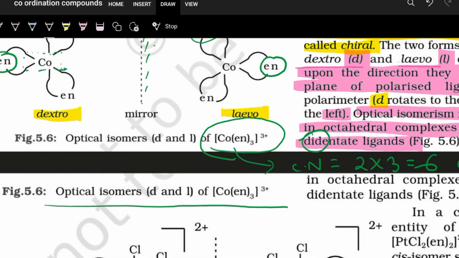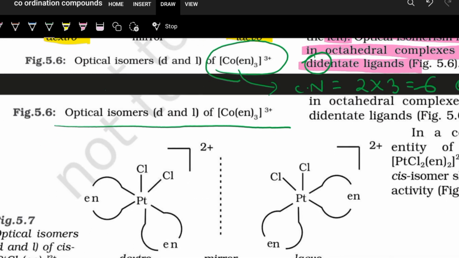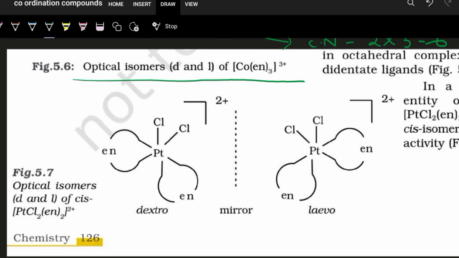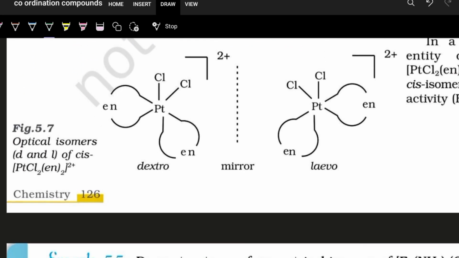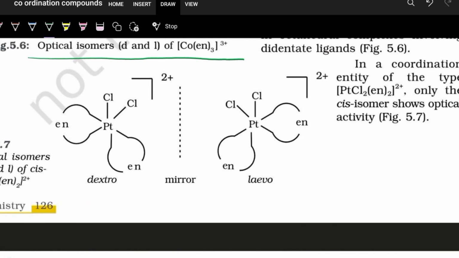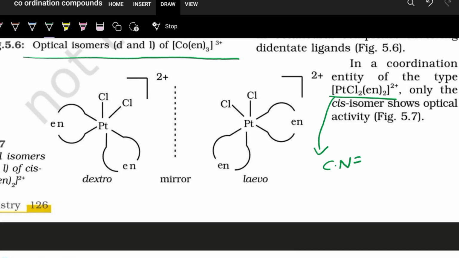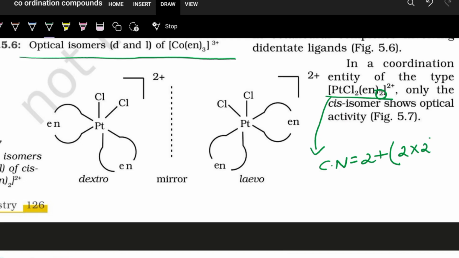The previous case was Co(en)3, having only one didentate ligand but 3 in number. Now we have Pt Cl2 (en)2. Cl is unidentate, so the coordination number will be 2 for Cl2 plus 4 for en, since it is didentate and 2 such didentate ligands are present. So 2 plus 4 is equal to 6, and if it is 6, it should be octahedral geometry. So the geometry is octahedral.